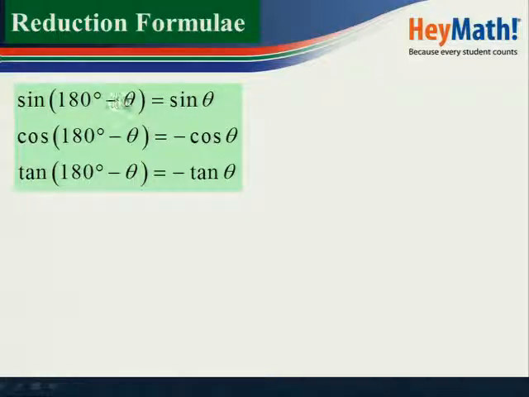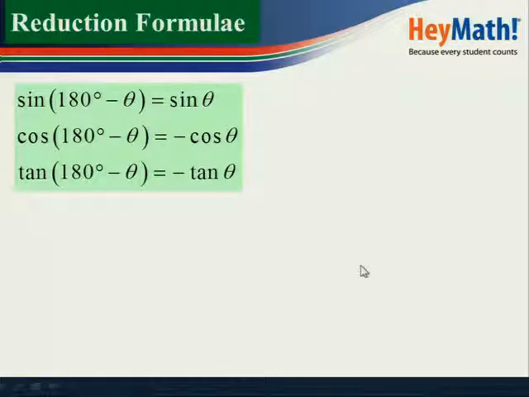So sine of 180 degrees minus theta is the same as sine theta. The cos of 180 degrees minus theta: second quadrant. What is the sign of cos? Cos is negative. Therefore, this becomes negative cos theta. The same applies to tangent. The tangent of 180 degrees minus theta is equal to negative tangent theta.